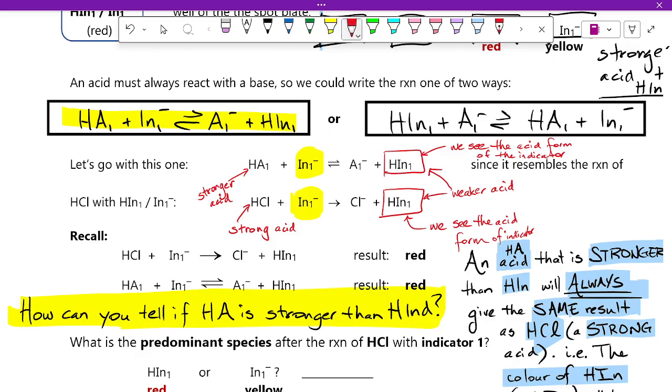See if you can answer this question here. How can you tell if HA is stronger than HIn?